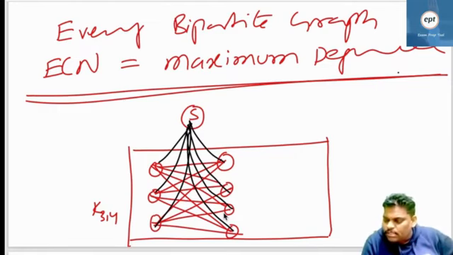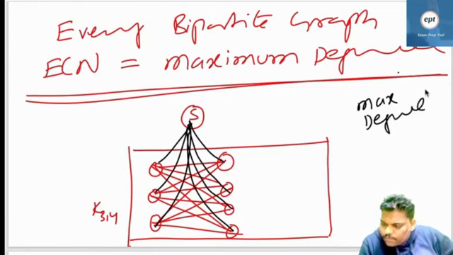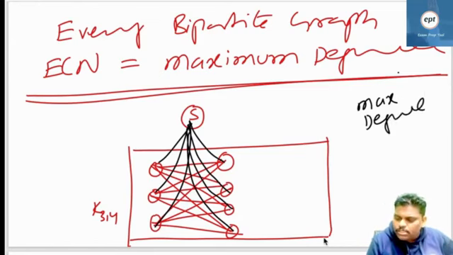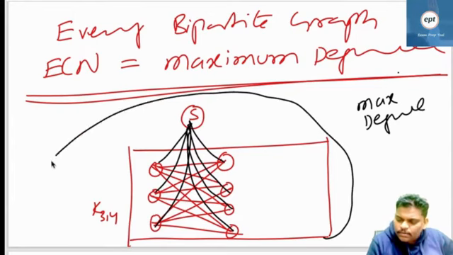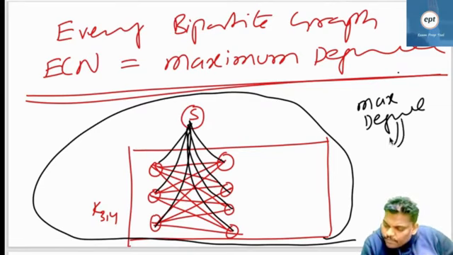Now listen. In this diagram, what is the maximum degree? This is yesterday's problem, the problem where we got stuck. What is the maximum degree? Here the maximum degree is 3 plus 4, 7.